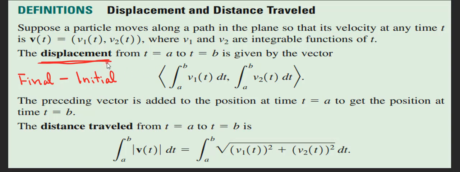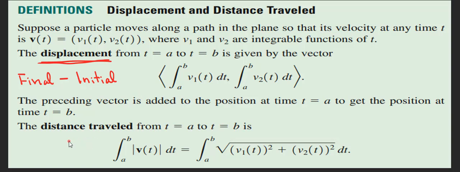The displacement, which is the final minus initial position, from t equals a to t equals b is given by this vector over here. Remember, displacement is change in position. It's not the total distance that the particle traveled.